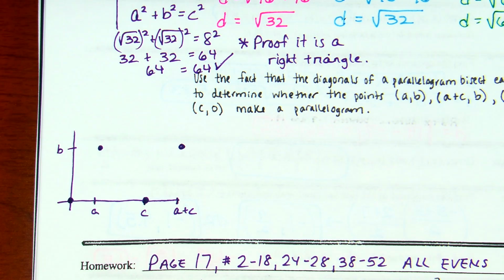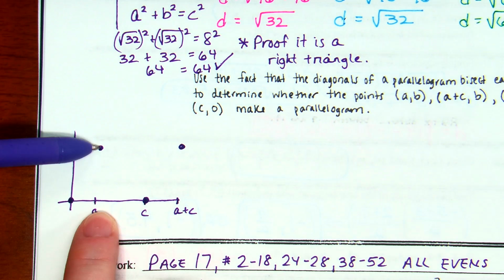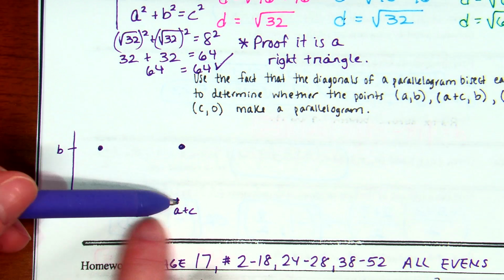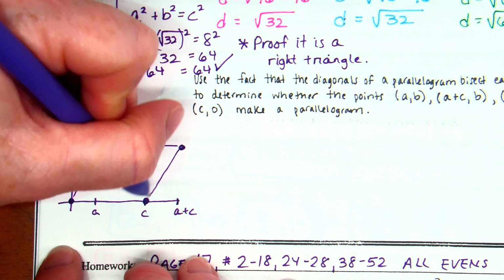Okay, so during the freeze, we'd already gone over A, up B. We have 0, 0. We went over C, up or down 0. And then the A plus C comma B. So if you go over basically a distance of C, and then you have to add the length of A past that, you're going to end up about right here, and then up B. So you see the parallelogram there?